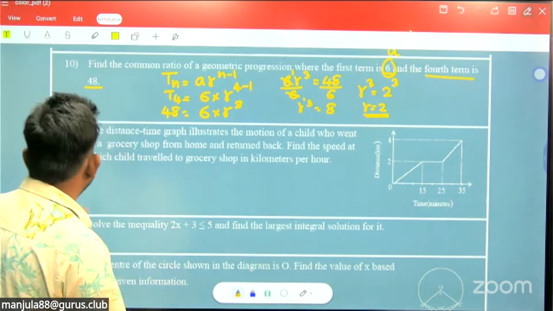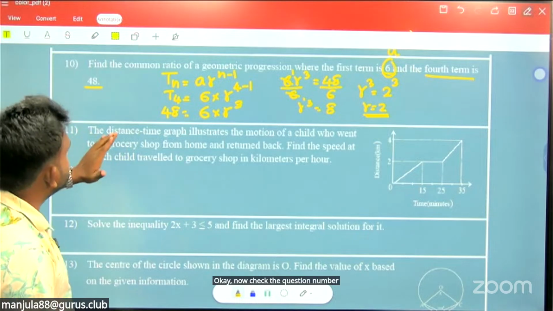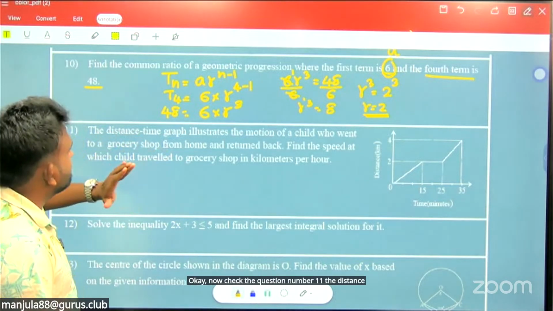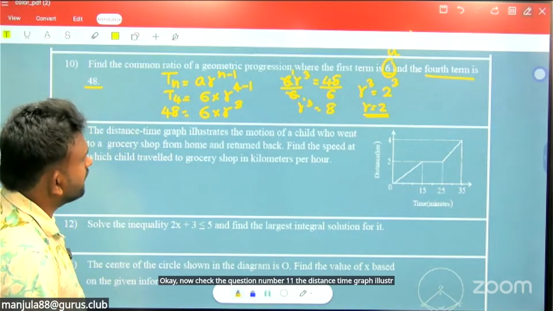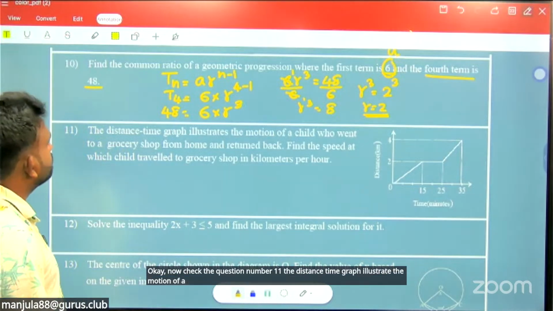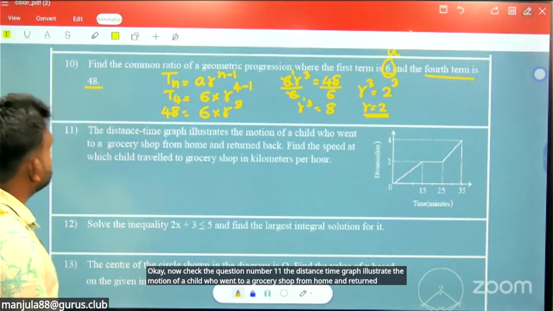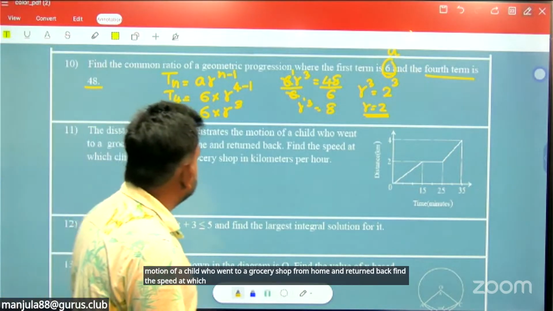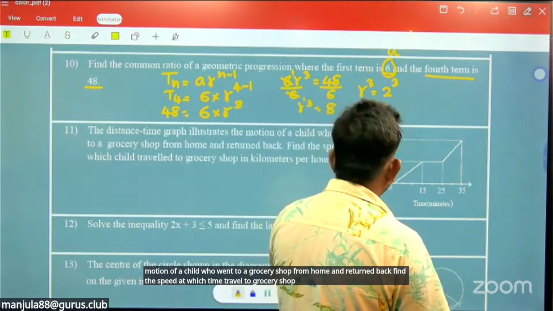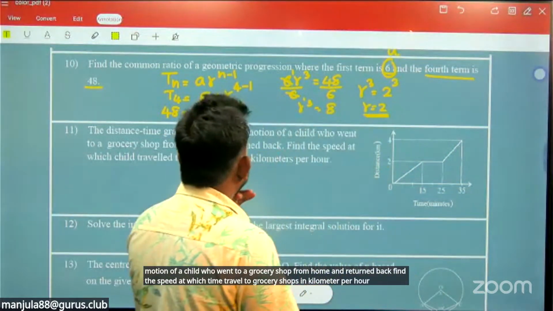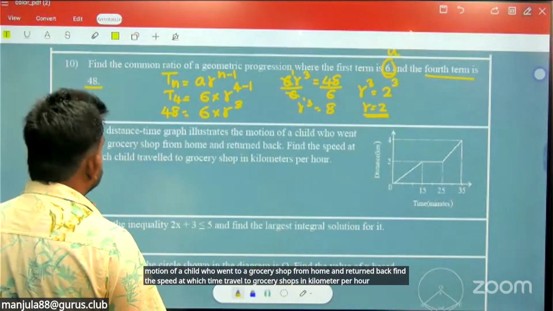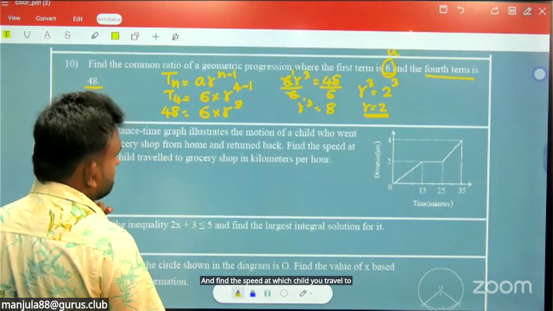Okay, now check question number 11. The distance time graph illustrates the motion of a child who went to a grocery shop from home and returned back. Find the speed at which the child traveled to the grocery shop in kilometers per hour.